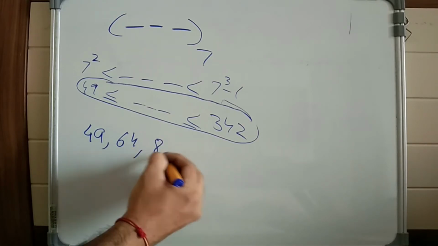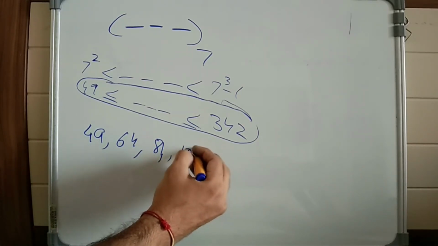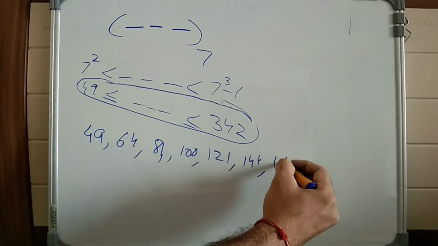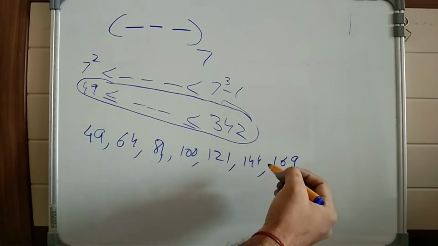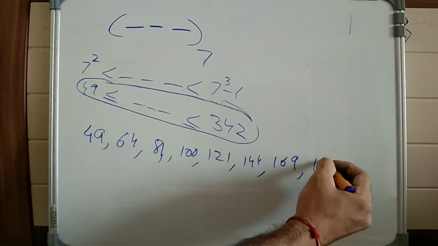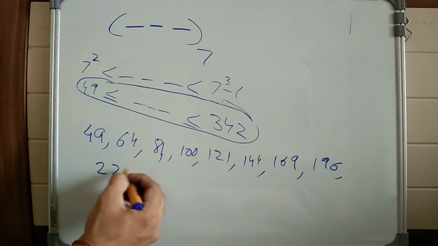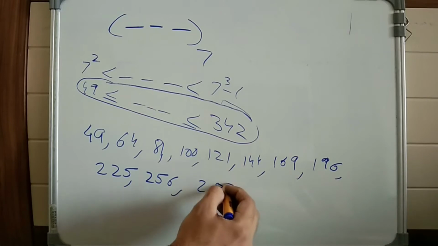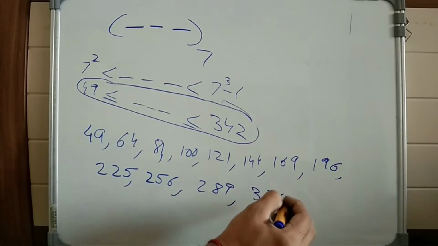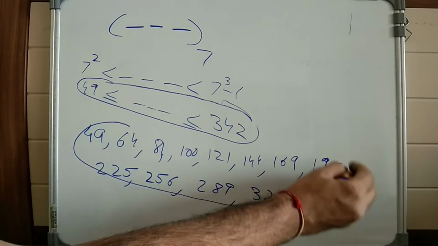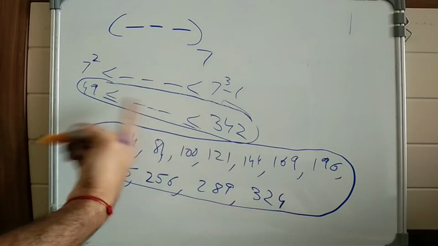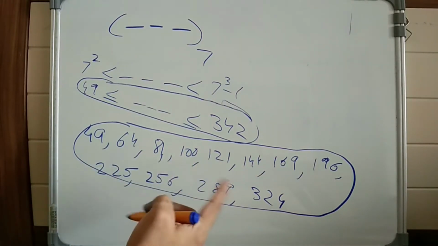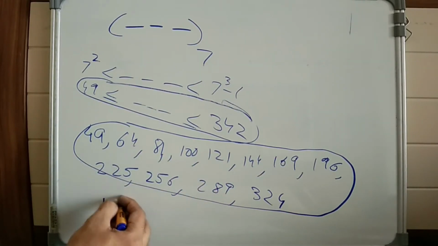Next one is 81, then 100, 121, 144, 169, 196, 225, 256, 289, 324, right? So there are these many perfect squares in this range. Okay, so how many perfect squares are there? 1, 2, 3, 4, 5, 6, 7, 8, 9, 10, 11, 12. Okay, so the answer to this question is 12.